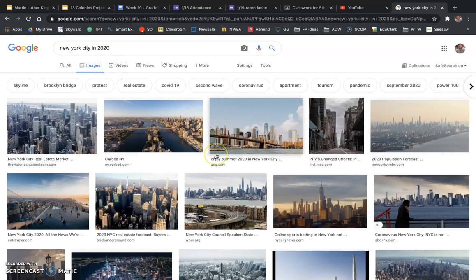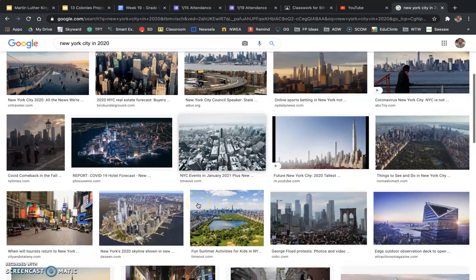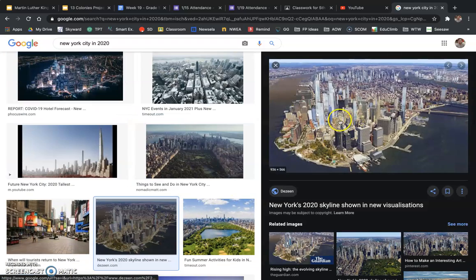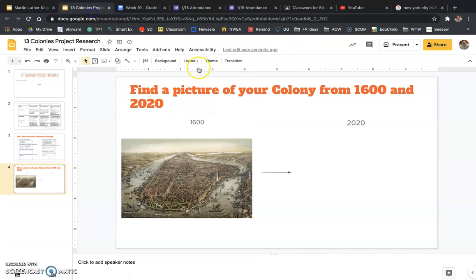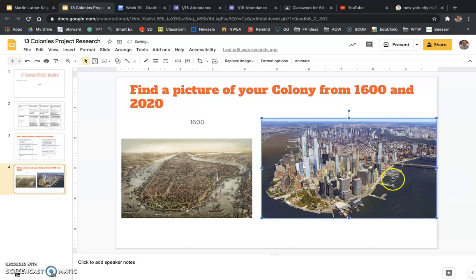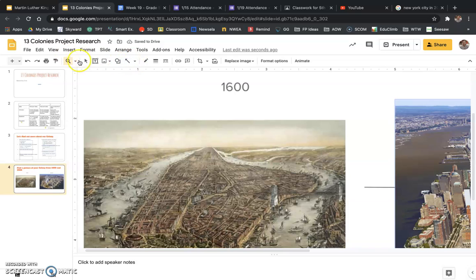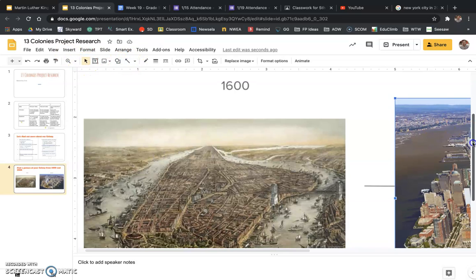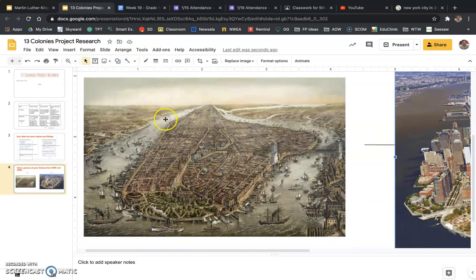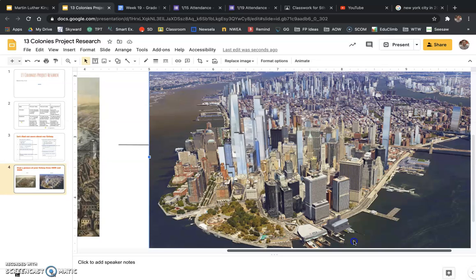All right, see if I can find a picture of Manhattan. So here's New York, obviously humongous. Here is the same picture, just in 2020. Pretty cool, huh? So we have what New York City looked like in the year 1600. And then about 400 years later, look at it now. Pretty incredible.